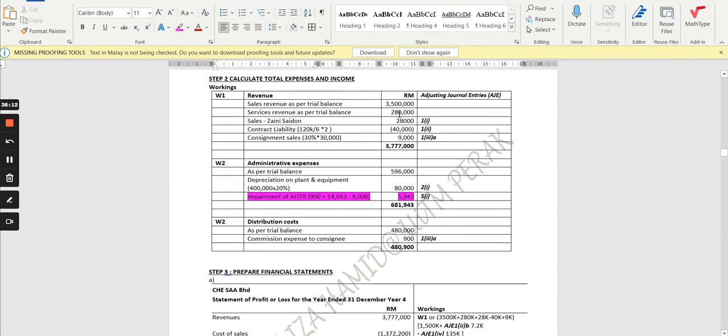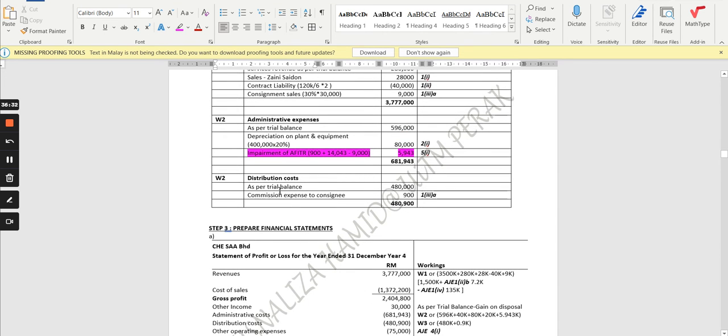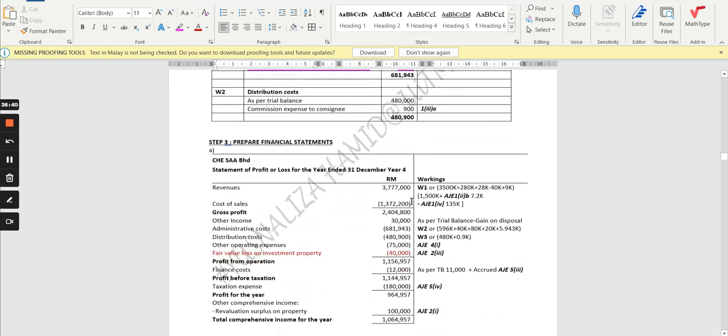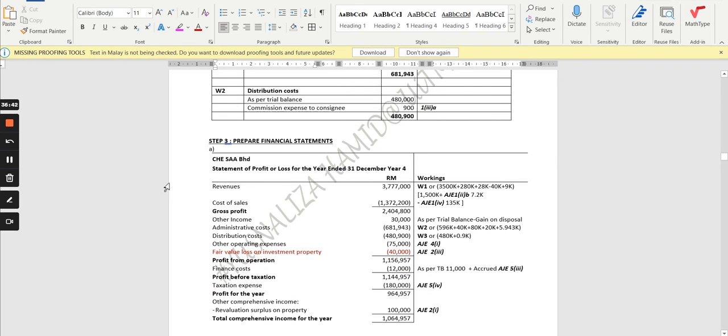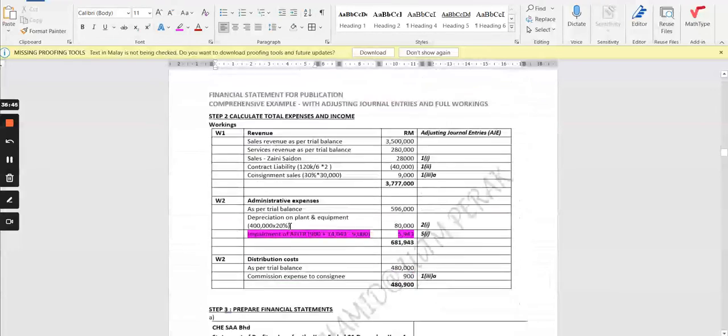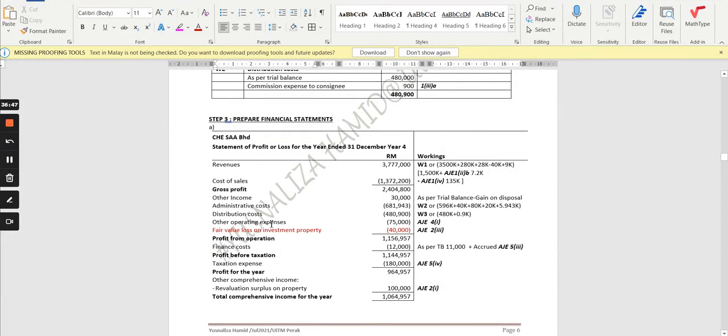Okay, so here, the total or the breakdown of this revenue, you can check this here, 3777. Admin expenses, I just need to add up the depreciation and the impairment because these were not yet included. So it will make up 681,943. Distribution costs as per the trial balance, and I also include the commission expense on consignment sale, 900. So therefore, you can check the journal later yourself, but here these are the items.